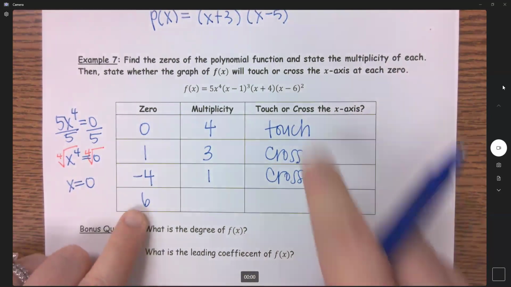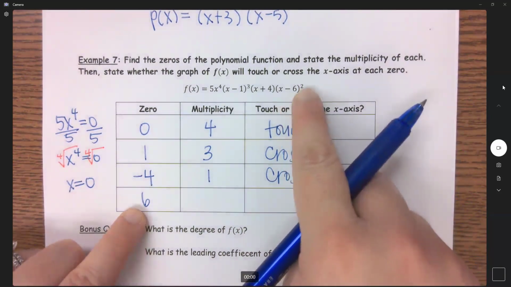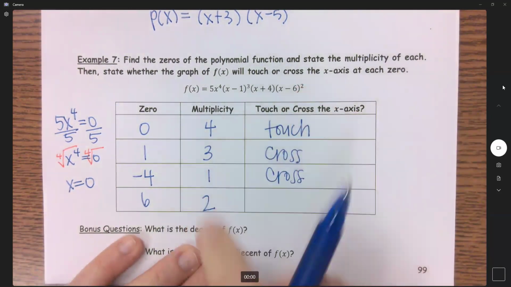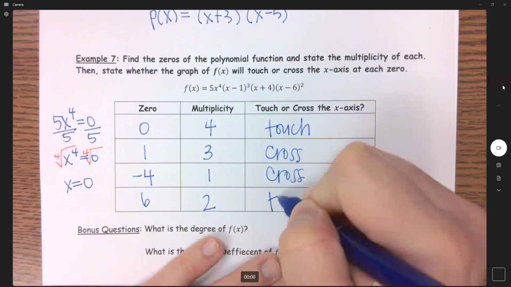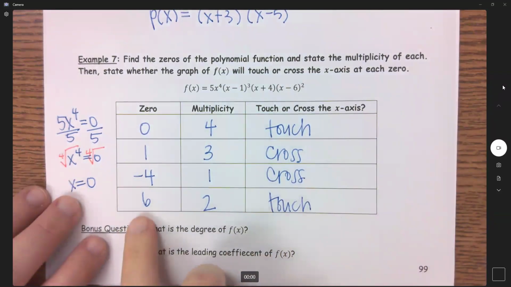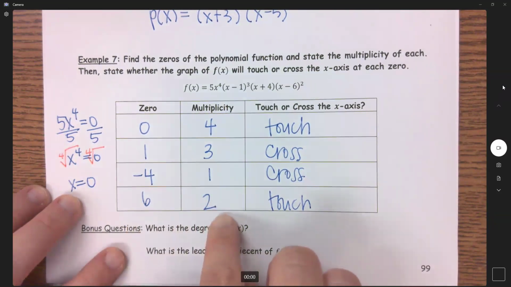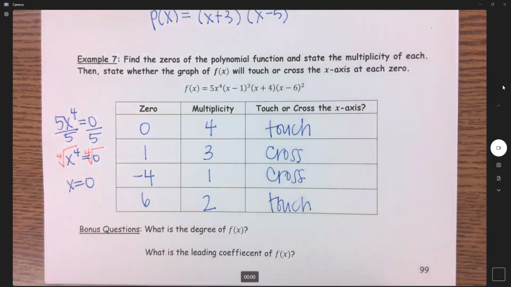And then lastly, at 6, we have an even multiplicity. It is at 2. Even multiplicity touches. So I want to make sure we understand it's not because this 0 is even. I'm looking at multiplicity is even, so it touches.